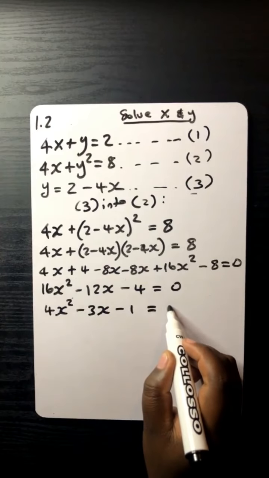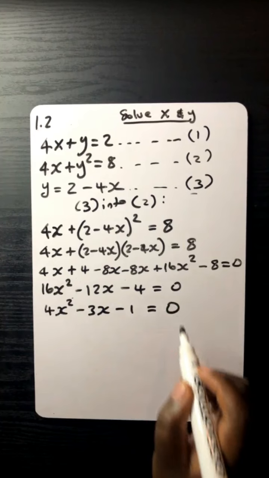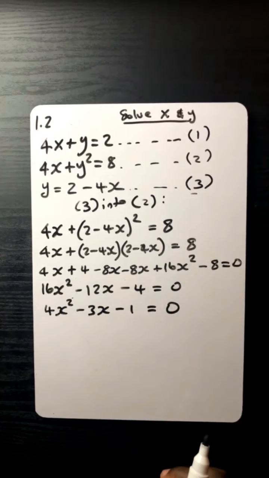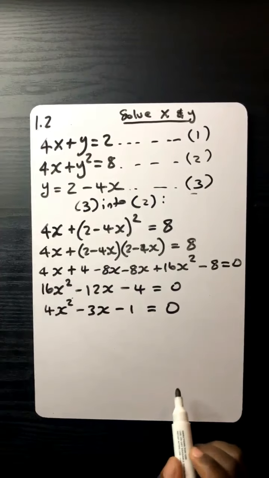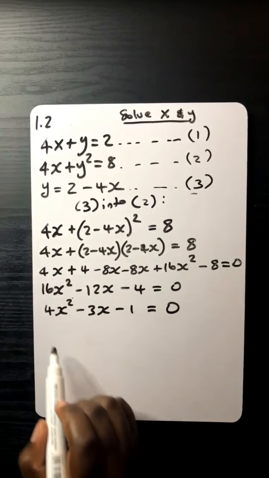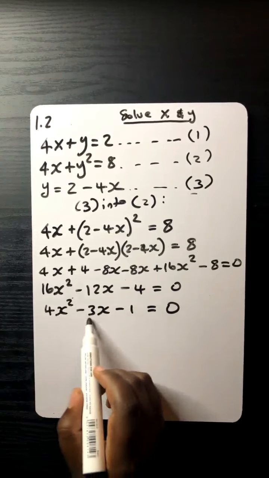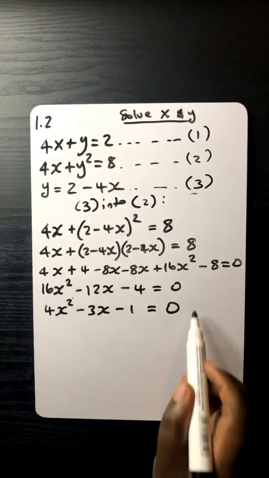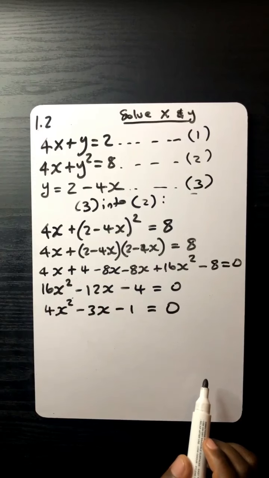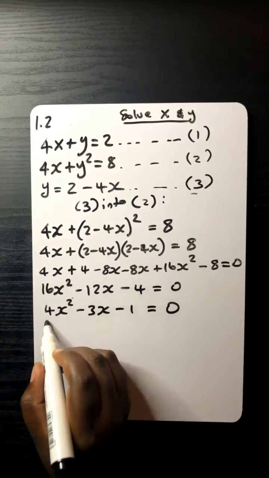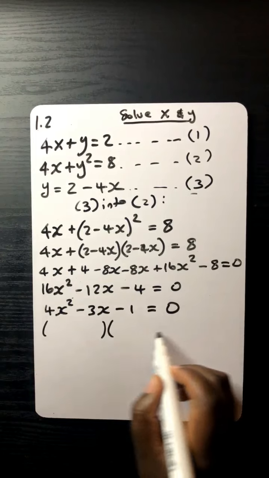equals 0. Now that it's in the standard form, why am I saying it's in the standard form? It's because of the positive A value. I know the A, B, and C values. And again, the whole of this is equated to 0. Then I'm confident it's in the standard form. What's the next step? Obviously, to find the factors.